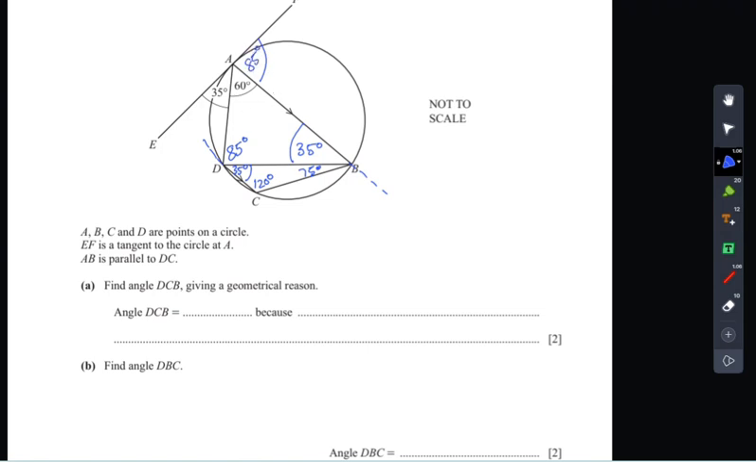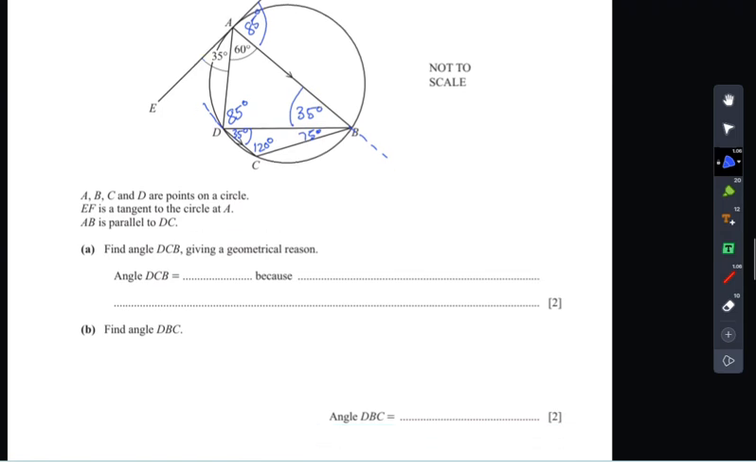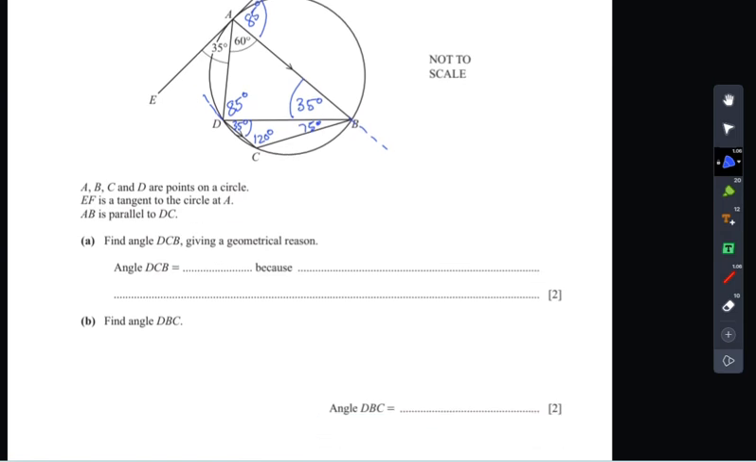Angle between a chord and a tangent, and then the same chord carries an angle there. So let's answer the questions down here. See, DCA, wait, sorry, DCB. That's 120 degrees. These are opposite angles in a cyclic quadrilateral.